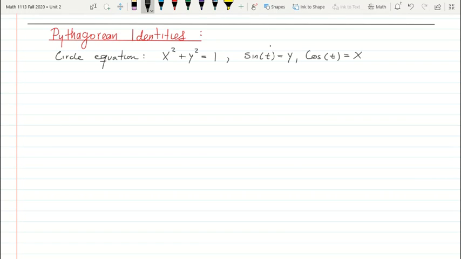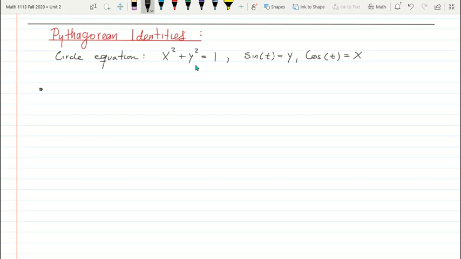Okay, another identity that we need to know is the Pythagorean identities. So I have put in some information that we already covered, which is the equation of a circle, and it is x squared plus y squared equals 1, and this is for a circle of radius 1. I've also included some useful definitions: y is sine of t, and x is cosine of t. So as you can already see, we can change this circle definition so that it is in terms of sine and cosine.